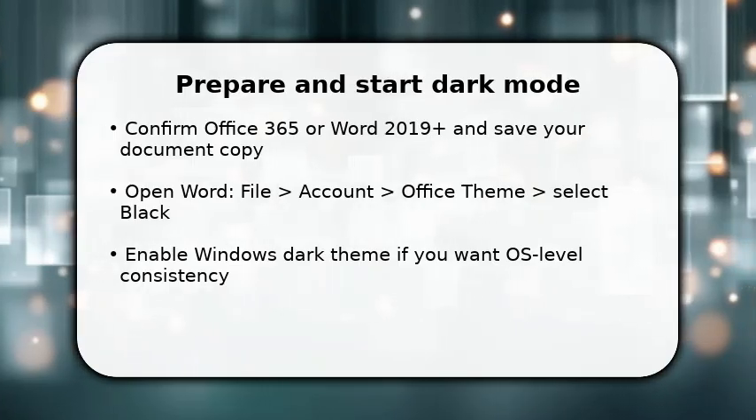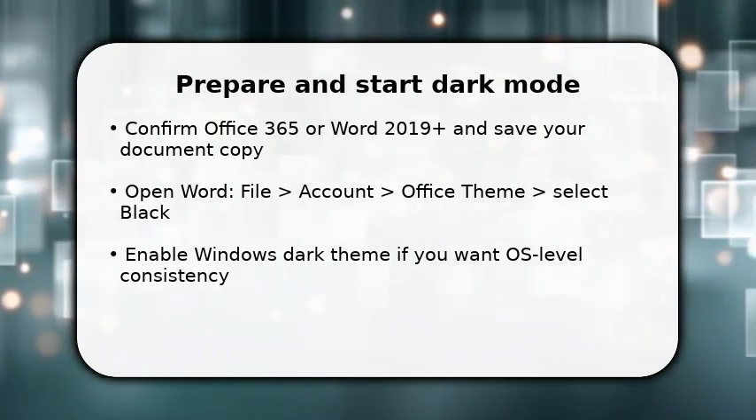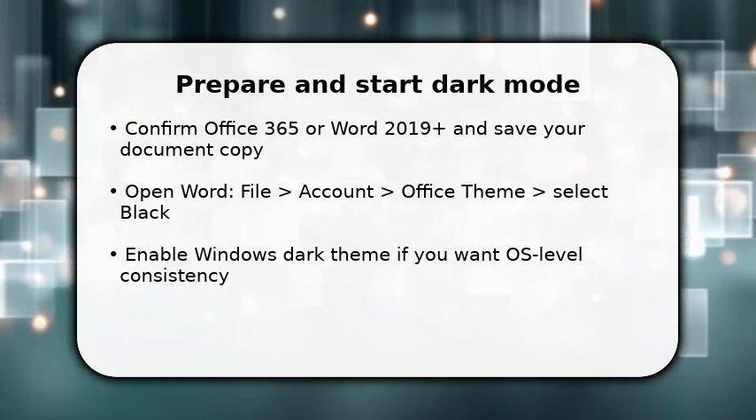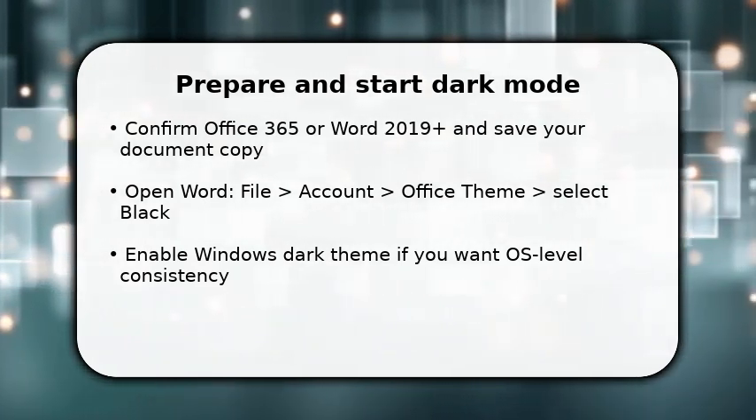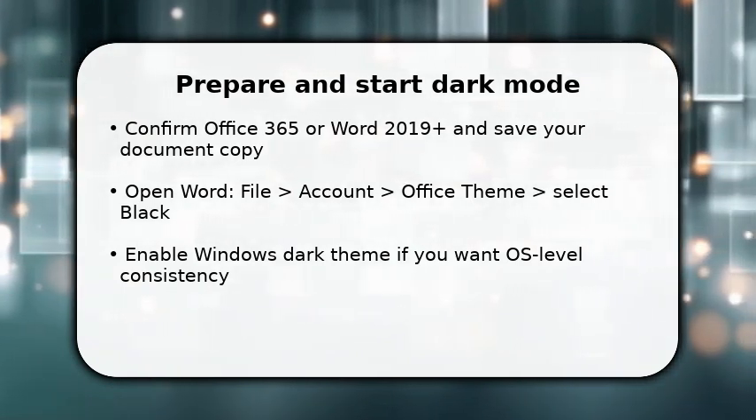You start by confirming you have Word that supports the black theme. That matters because older builds lack this option. You save a backup copy so color edits won't ruin original formatting. Then go to File, Account, choose Office Theme and pick black to switch the app Chrome immediately.